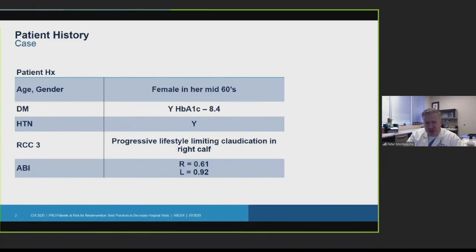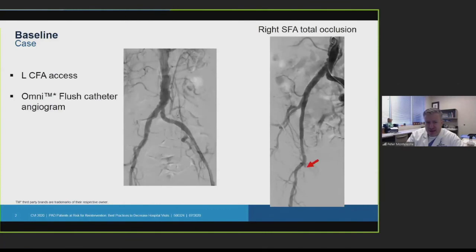To begin with the first case, a patient of mine, a female patient in her mid-60s, diabetic with an improving, though still elevated A1C, hypertension, and presented with a progressive history of lifestyle limiting claudication in her right calf, truly limiting of her ability to function, to interact with her family, to go to the store, to do the things that she needs to do. Her rest ankle brachial index on the right lower extremity was 0.61, on the left side it was 0.92.